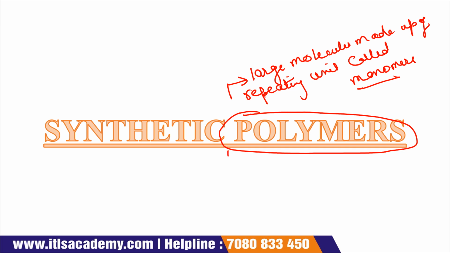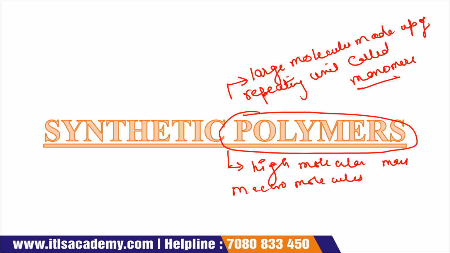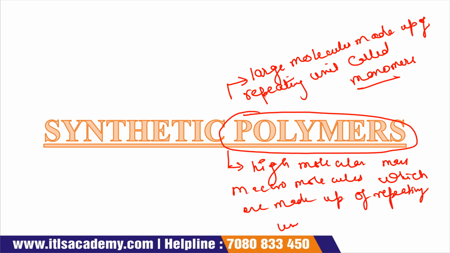Or you can also say that polymers are high molecular mass macromolecules which are made up of repeating units derived from monomers.